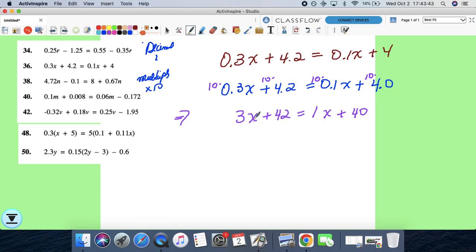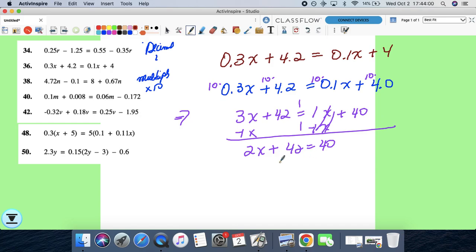Distributive property, no. Combine like terms, no. Variables on both sides, yes. So let's get rid of the smaller guy, which in this case is 1x. So minus 1x here, minus 1x here. So we get 2x plus 42. These two go away, equals 40.